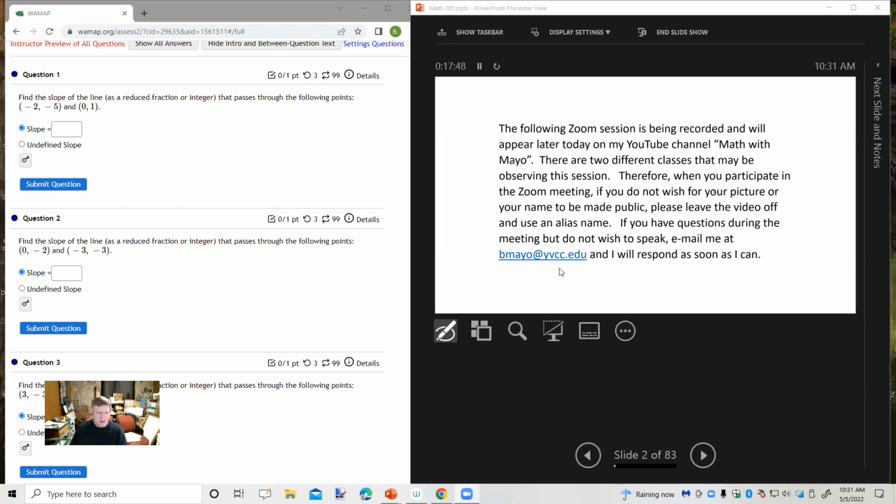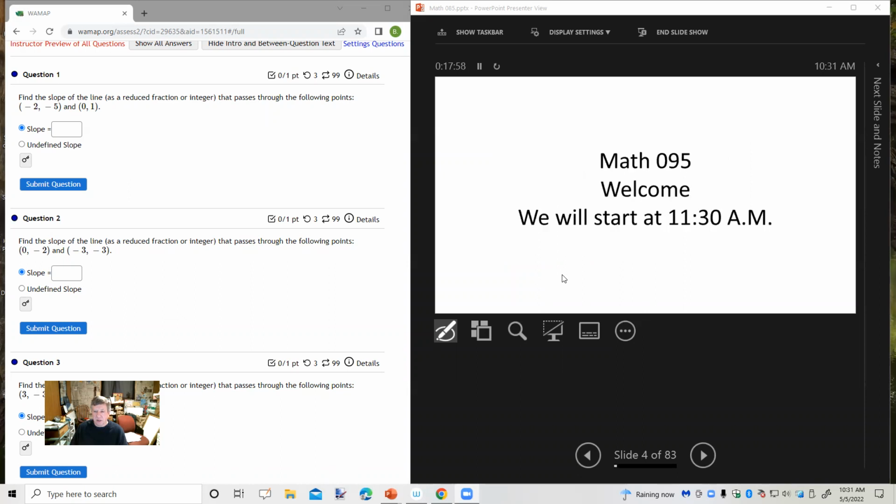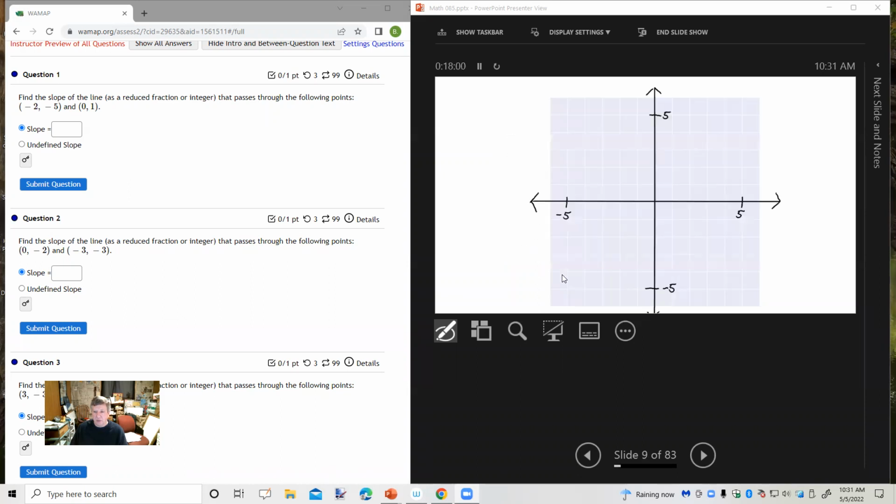Alrighty, so today we're going to talk about the slope of a line or the rate of change of something. First of all, we'll deal with the idea of slope.